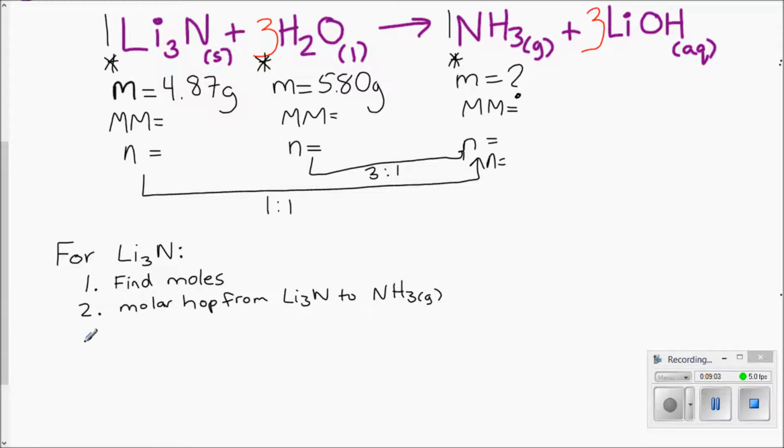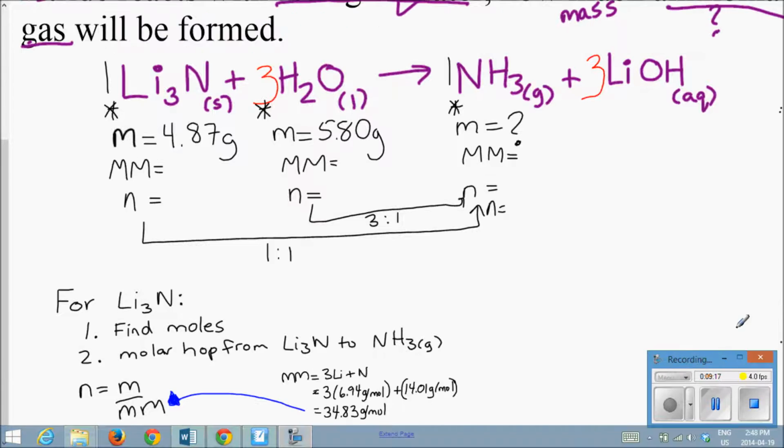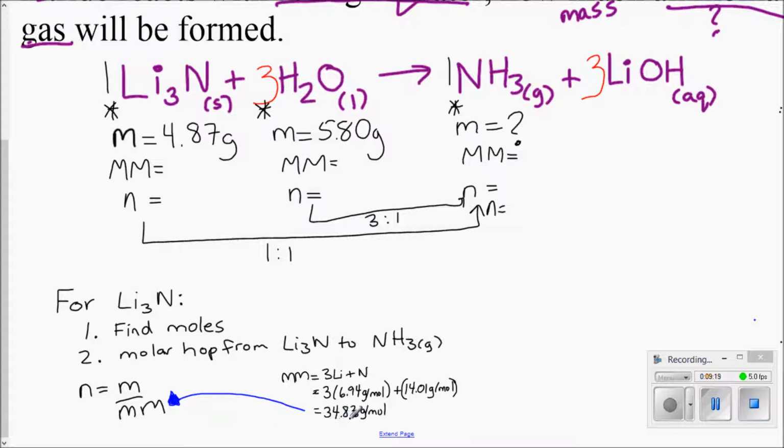We start by knowing that moles is equal to mass divided by molar mass. So I'm going to have to find my molar mass of lithium nitride, which is 3 lithiums and 1 nitrogen, or nitride. So I found the molar mass is 34.83 grams per mole. That's based on 3 lithiums and 1 nitrogen. We're going to plug that in there. We're also going to plug in my mass, which is 4.87 grams.